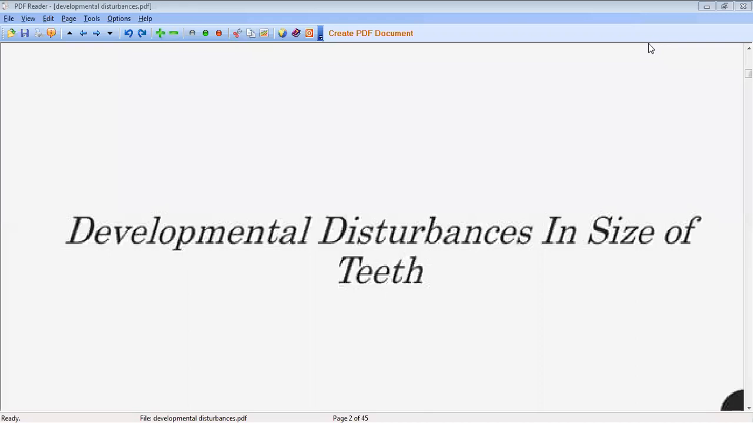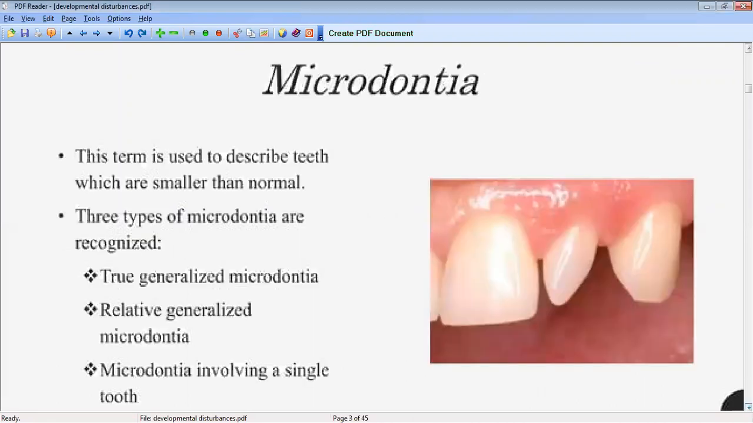We are going to discuss the developmental disturbances. So first of all, developmental disturbances in size of teeth, right? There are various disturbances in size of the teeth. First of all, microdontia. As the name suggests, the term is used to describe teeth which are smaller than the normal size. As we can see in the picture, the middle tooth is smaller in size.